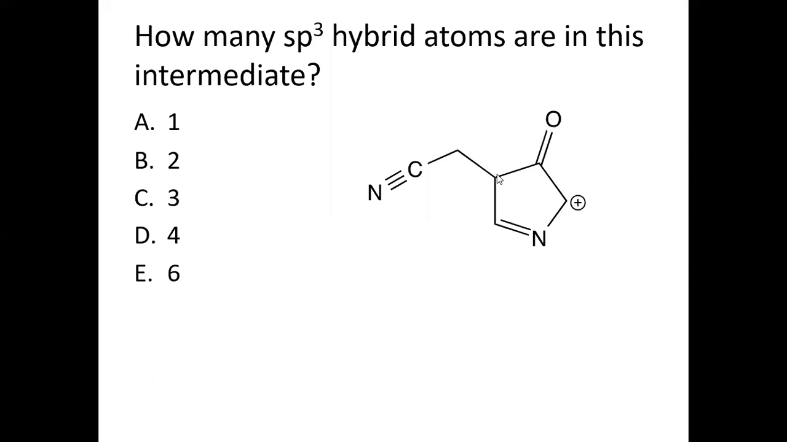So if a carbon only has single bonds, it will be sp3. If a nitrogen or oxygen only has single bonds, it'll be sp3. Once you start adding double bonds, triple bonds, or a plus charge because you're missing a bond, it's no longer going to be sp3 hybridized. Does that make sense? Yes, it does, Dr. V. Oh, okay, good. I was worried.